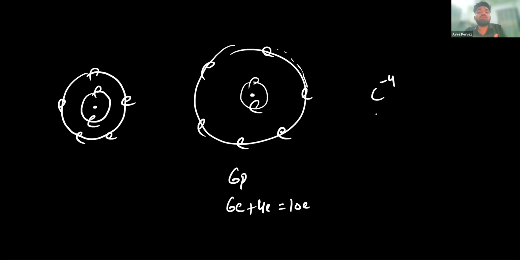So what will it do in order to complete its octet, because every atom wants to have the nearest noble gas electronic configuration to attain stability? So what will carbon do in order to attain stability here? It will start sharing of electrons. When carbon starts sharing electrons, for example, in the case of carbon dioxide, CO2.